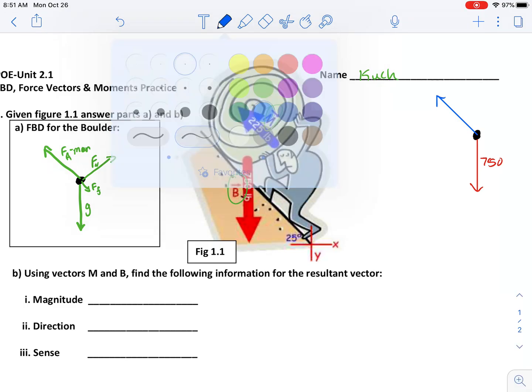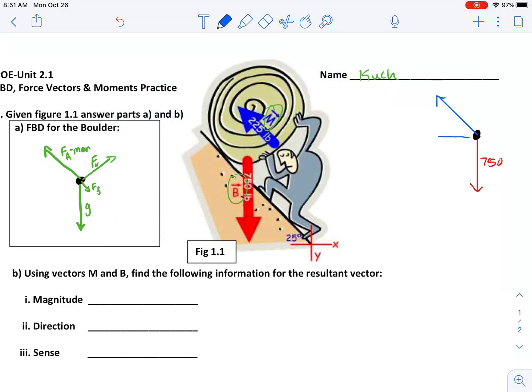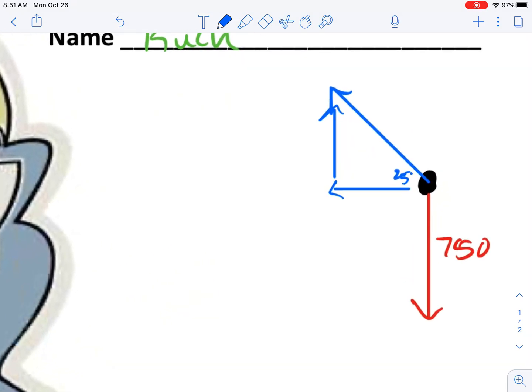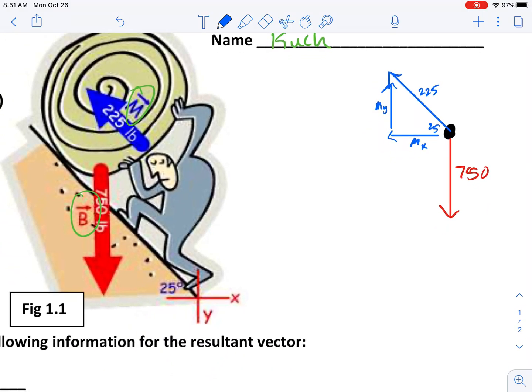However, the blue vector is at a 25-degree angle with the horizontal, and so we're going to need to resolve that. So this is a 25-degree angle here, and we know that the magnitude of the vector is 225 pounds, and so we want to find what the x and y components of the m vector are, not the b vector, of course. And so let's go ahead and find those, mx and my, and of course this 750 is just going to be the y value.